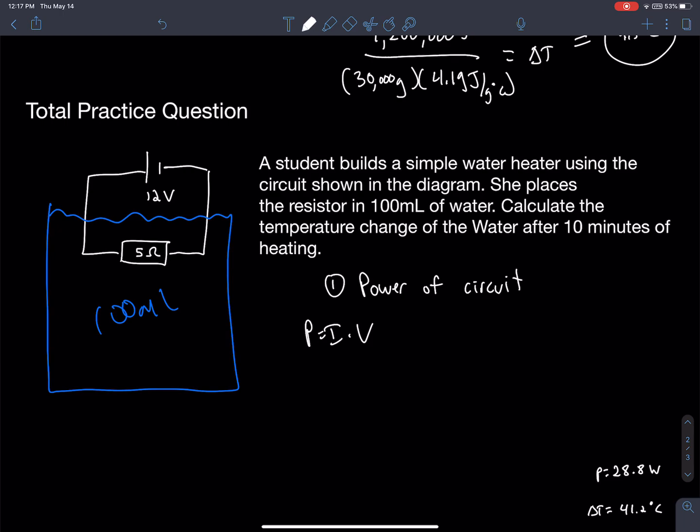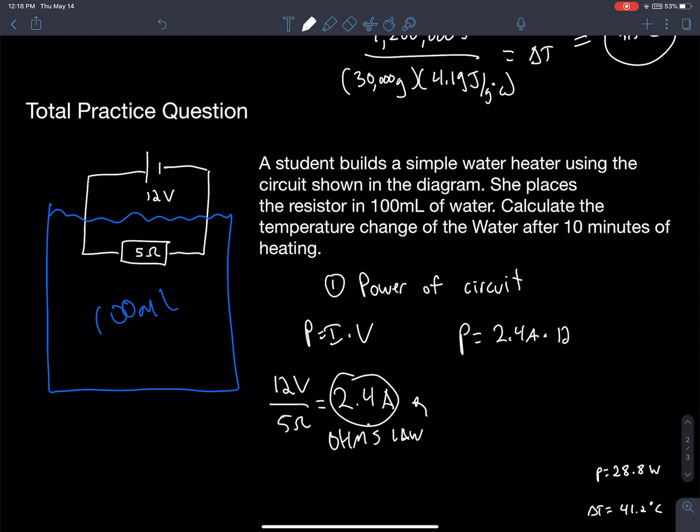I need to be able to figure out the current in that circuit using 12 volts divided by 5 ohms, which is going to be equal to 2.4 amperes. So that's using Ohm's law. That tells me 2.4 amperes is the current. So power is equal to 2.4 amperes times 12 volts, and that should give me around 28.8 watts. That's not that powerful of a heating circuit.